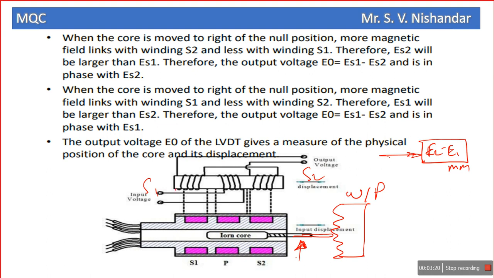The condition is that in the secondary winding the number of turns of S1 is equal to the number of turns of S2. When the core varies its distance, what happens? The flux cut by the secondary winding S1 is more as compared to S2. So the output is electromotive force S1 minus electromotive force S2. And vice versa, if the core is towards the right, the output is ES2 minus ES1.